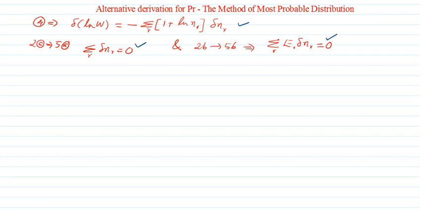Now, before we proceed, let me tell you what actually is the physical meaning of this particular constraint equation. What it means is that the sum over r of delta n r must be equal to 0. You will understand it clearly. So what's the meaning?